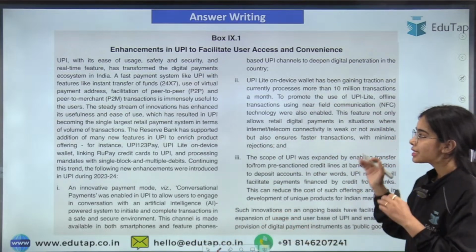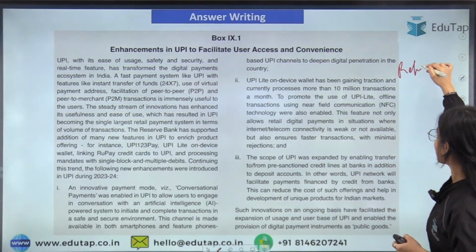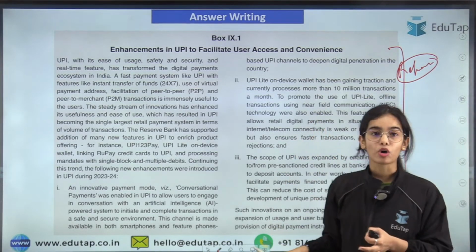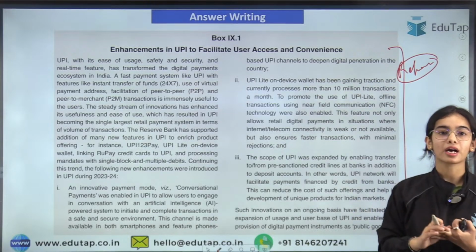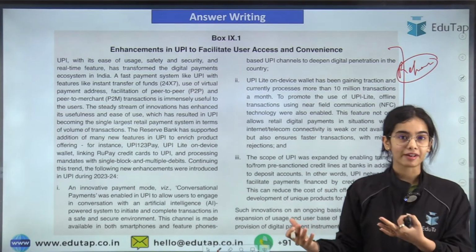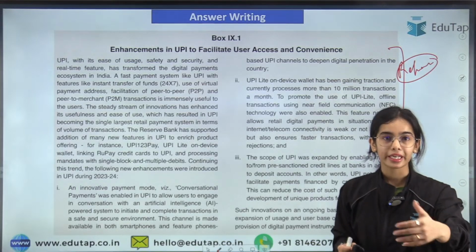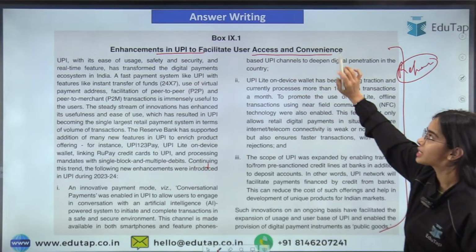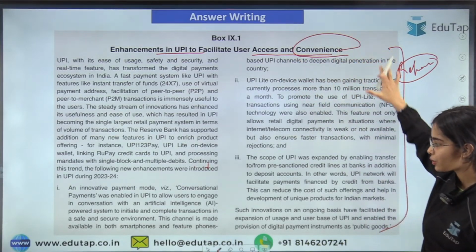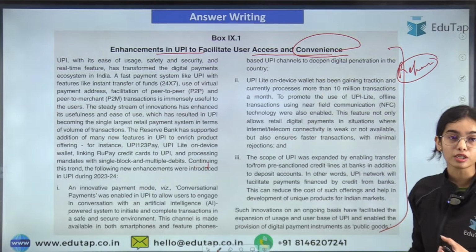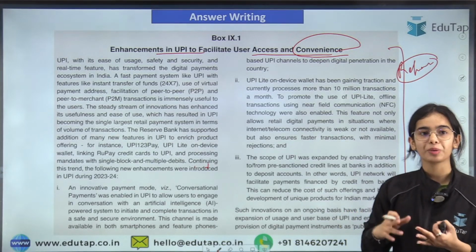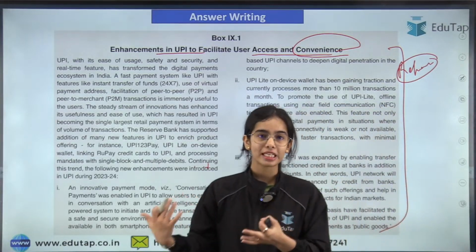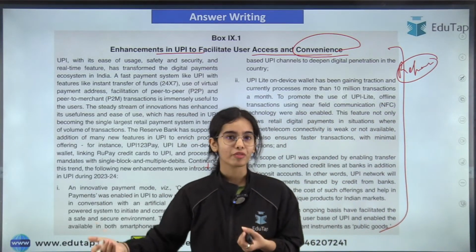Now, answer writing. In the final annual report, there are boxes given. Using these boxes, you can understand, if a question comes about what enhancements have happened in the digital payment terrain, you can use points such as the enhancements in the UPI to facilitate user access and convenience. The advancements in the UPI are very well explained, such as UPI 123 Pay and UPI Lite. They have been explained here, showing how the advancements have happened slowly.